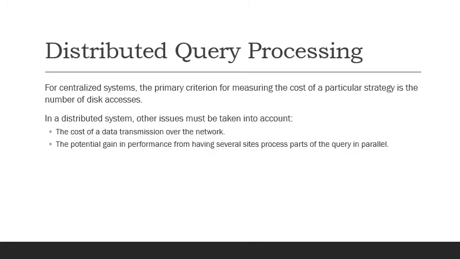In a distributed system, we must take into account several other matters, including the cost of data transmission over the network and the potential gain in performance from having several sites processing parts of the query in parallel. The relative cost of data transfer over the network and data transfer to and from disk varies widely depending on the type of network and on the speed of the disk. Thus, in general, we cannot focus solely on disk cost or on network cost. Rather, we must find a good trade-off between the two.